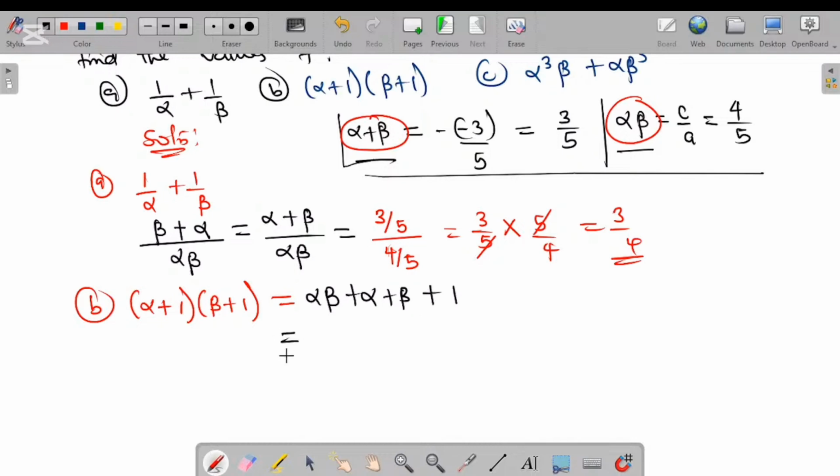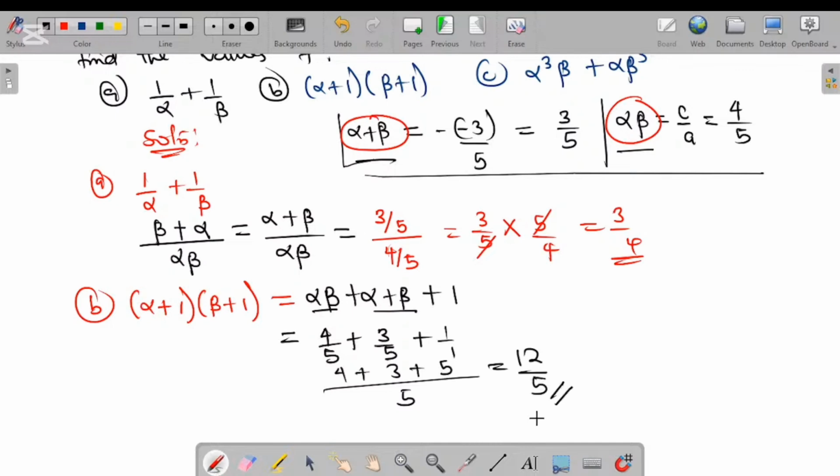So what is now our alpha beta? Alpha beta is here, 4 over 5. And then plus alpha plus beta, which is given here, 3 over 5 also. And then you add your 1. 1 is the same thing as 1 over 1. Take LCM as 5. This will give you 4 plus 3 plus 1 into 5 is 5 times 1 is 5. So if you add all of that, you get 12 over 5. I think 12 over 5 is correct. Okay, so that's it for that one.